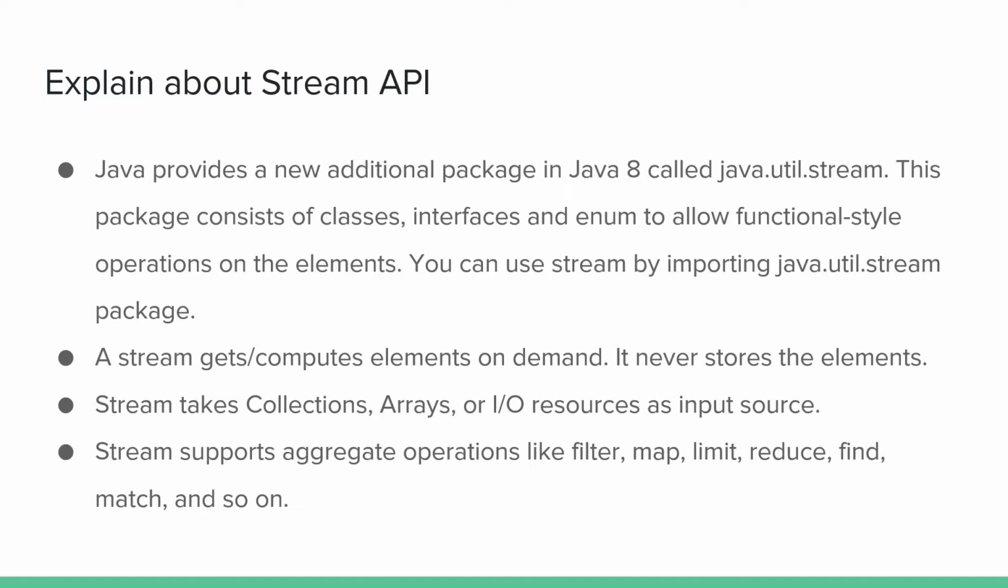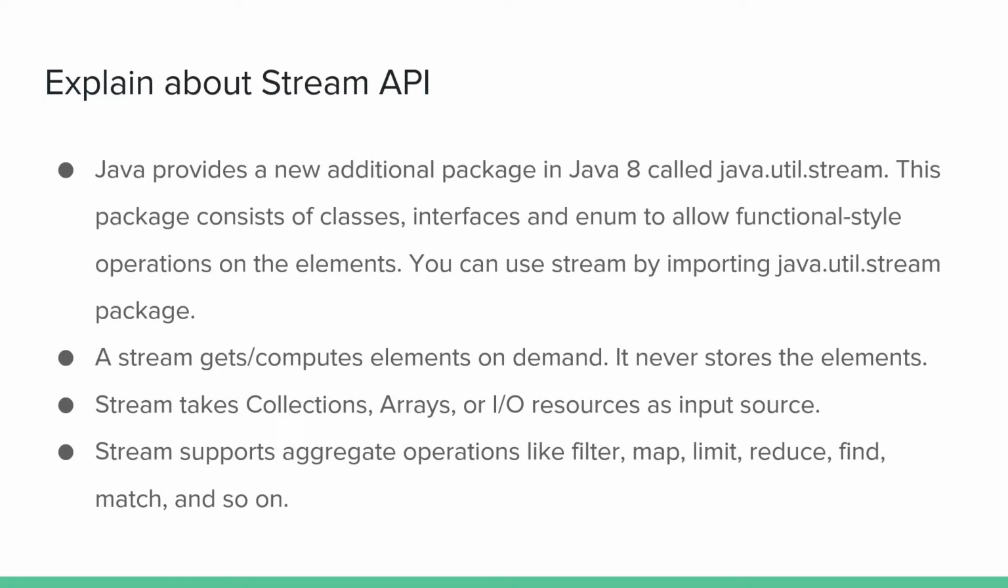A stream gets or computes elements on demand. Remember it, this is a very important point. It does it on demand. It never stores. Stream takes collections, arrays or IO resources as input source, and it supports aggregate operations which include the filter, the mapping, the limit, reduce, find, match and so on.